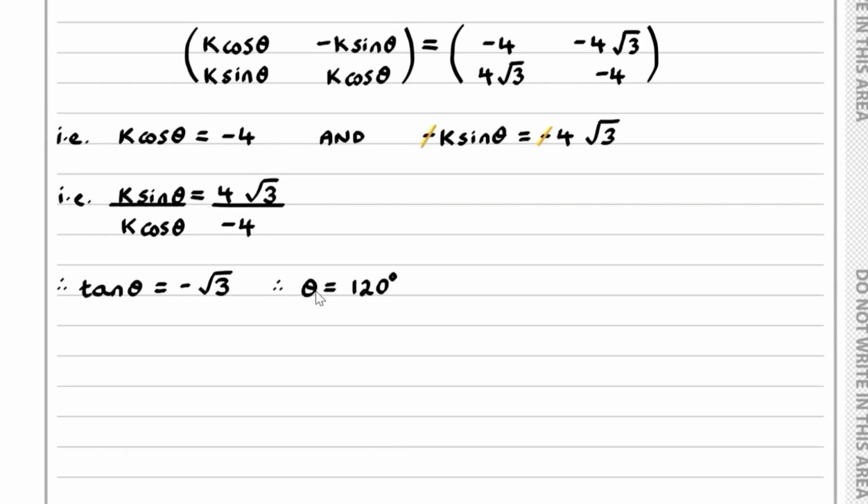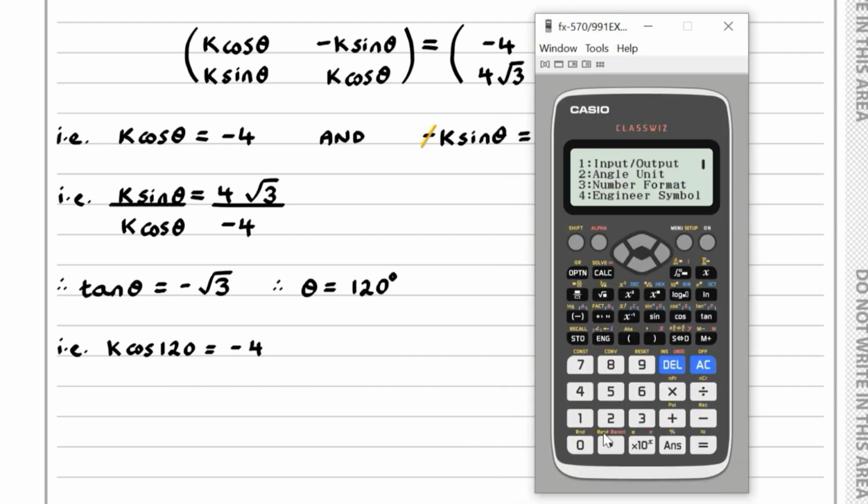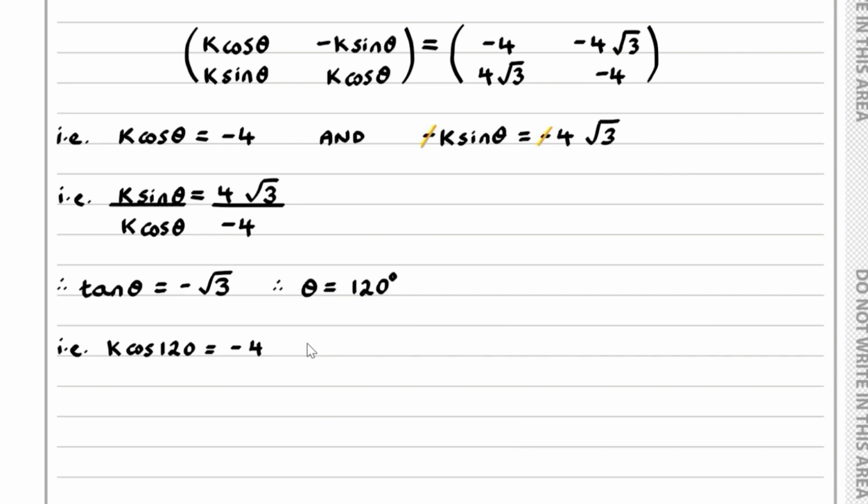And knowing that theta is equal to 120 degrees, we can now find out the value of k. So we have k times by the cosine of 120. This is equal to minus 4. So if we solve, cos of 120 is minus a half, so we have minus 4 divided by minus a half, which is 8. So we can conclude k is equal to 8.